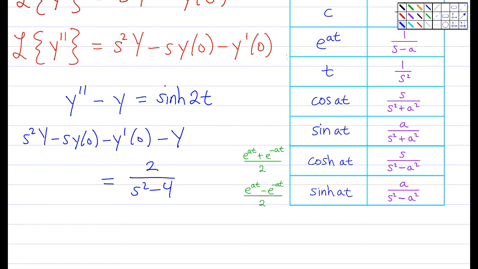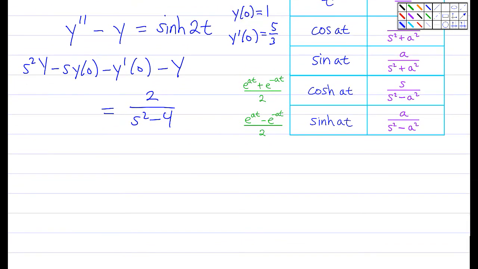Okay, I didn't even give you any initial conditions here. I better give you that. So y of 0 is 1, and y prime of 0 is 5/3. Oh, that's not very nice. Well, let's see what we get.